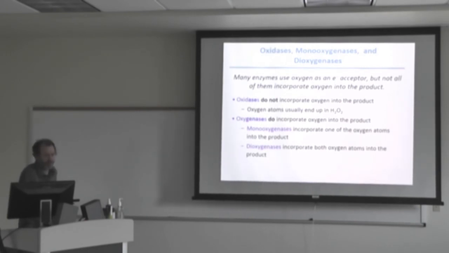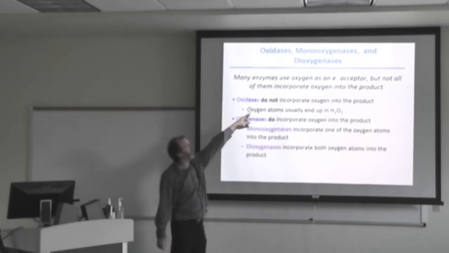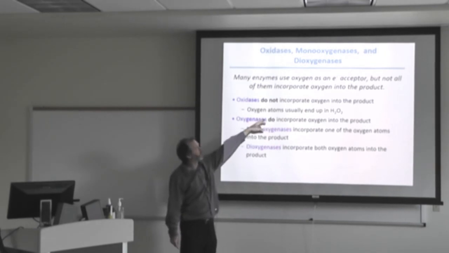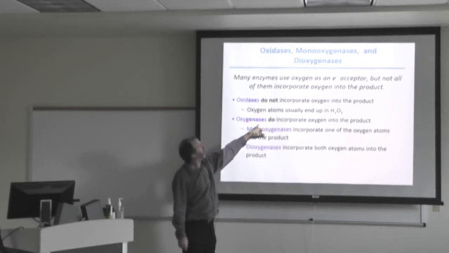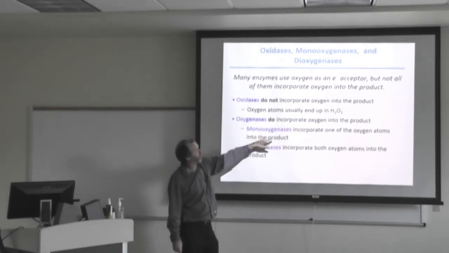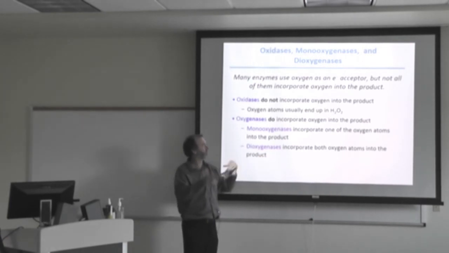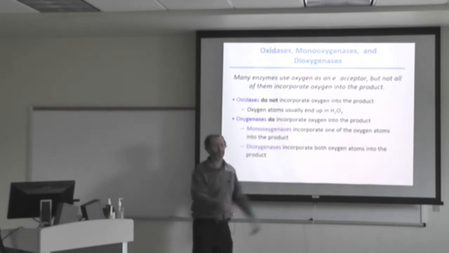Oxidases, monooxygenases, and dioxygenases. Many enzymes use oxygen as the electron acceptor, but not all of them incorporate oxygen into the product. So oxidases do not incorporate oxygen into the product. Oxygen atoms usually end up as H2O2. Oxygenases do incorporate oxygen into the product. Monooxygenases incorporate one oxygen atom into the product, and dioxygenases incorporate both oxygens. So oxygenases do, oxidases do not. Does that make sense?